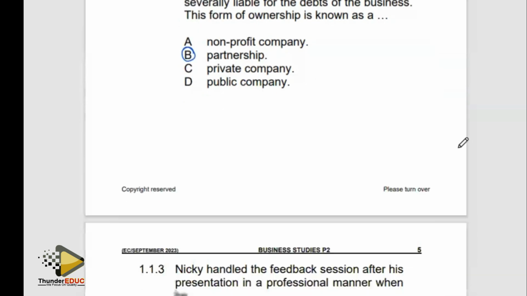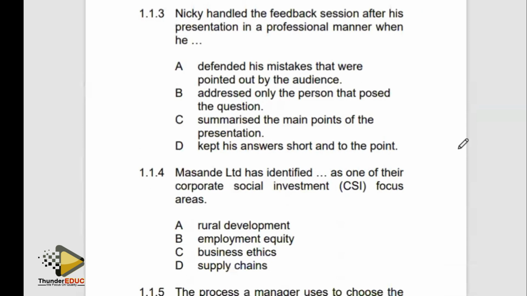Okay, right. So now let's move on to 1.1.3. Nikki handled the feedback session after his presentation in a professional manner when he kept his answers short and to the point. So now our appropriate answer in this regard is going to be D.